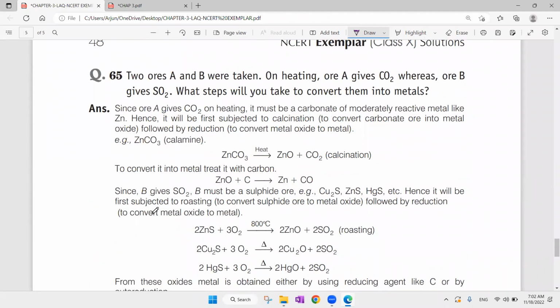Then two ores A and B were taken. Okay, there are two ores we don't know. On heating, ore A gives carbon dioxide, ore B gives sulfur dioxide. What steps will you take to convert them into metals? Right. When it is giving carbon dioxide.